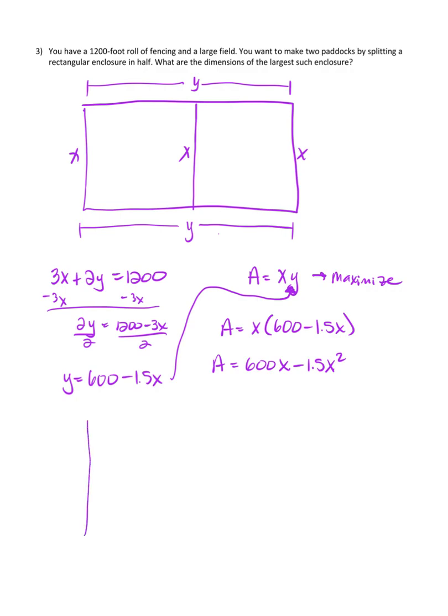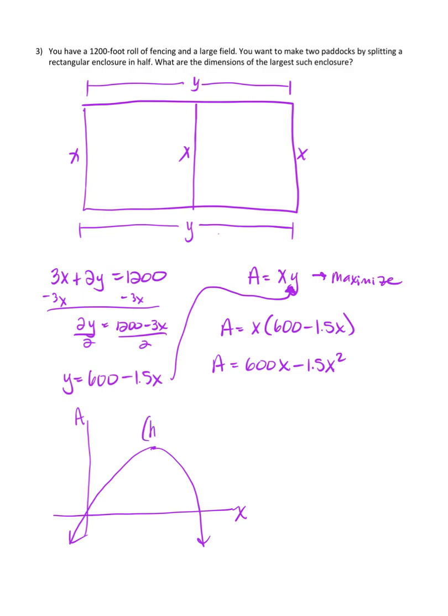So quadratic that opens down. Its y-intercept is going to be 0, 0, 0. So it looks something like that. And then X represents this length. That's on your x-axis. But your y-axis is area.